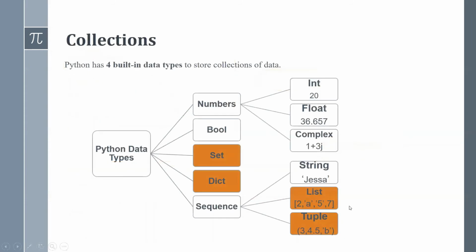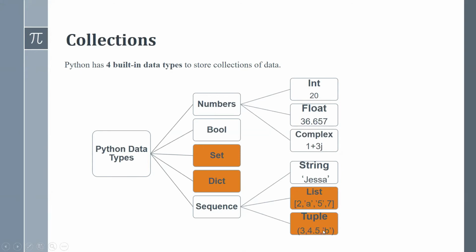So these are some basic data types that we have seen. We saw integer, float, complex number. We also saw a bit about string, and we also saw Boolean. So we have four more left: we have set, dictionary, list, and tuple.